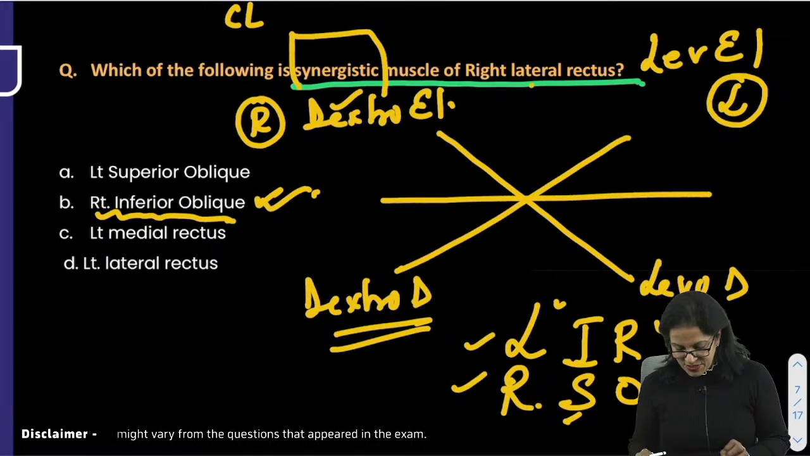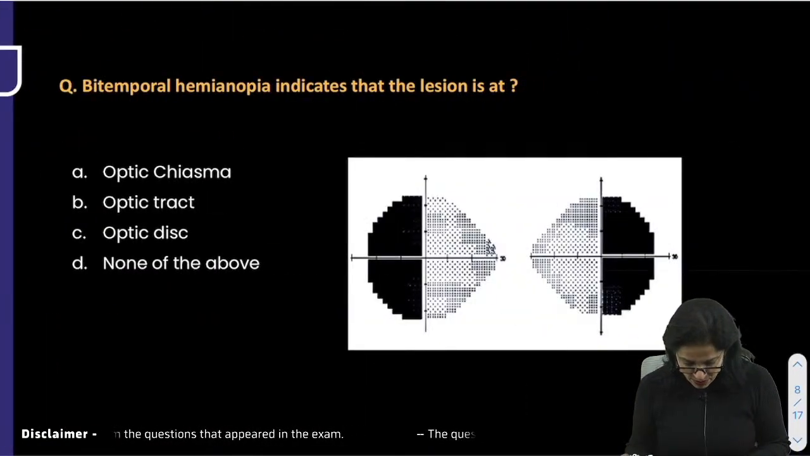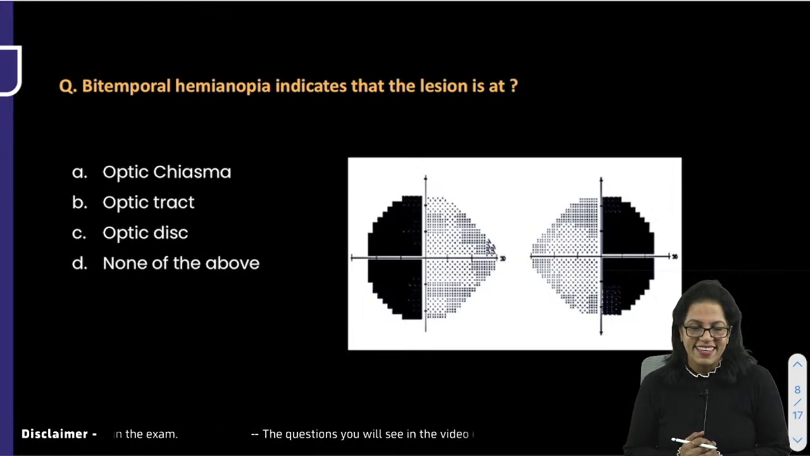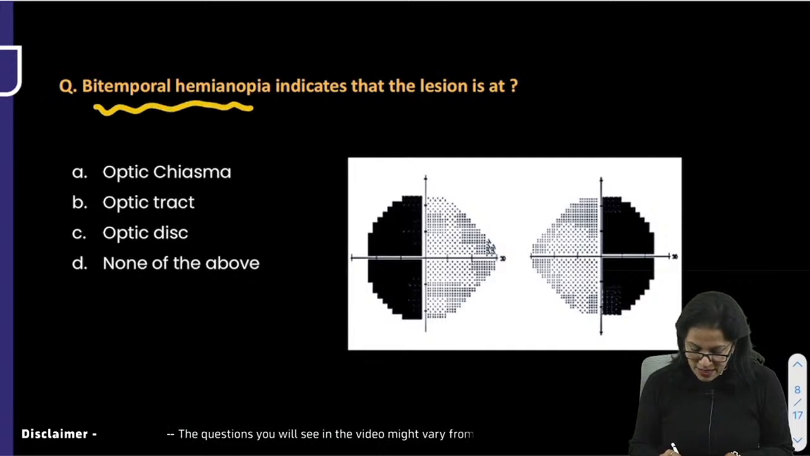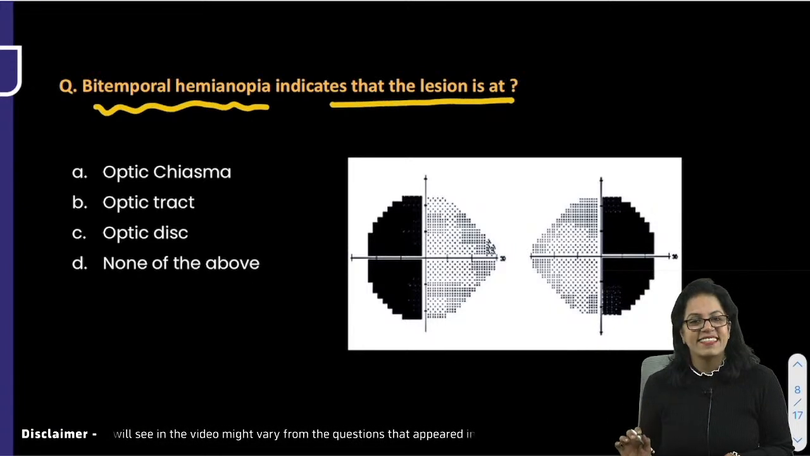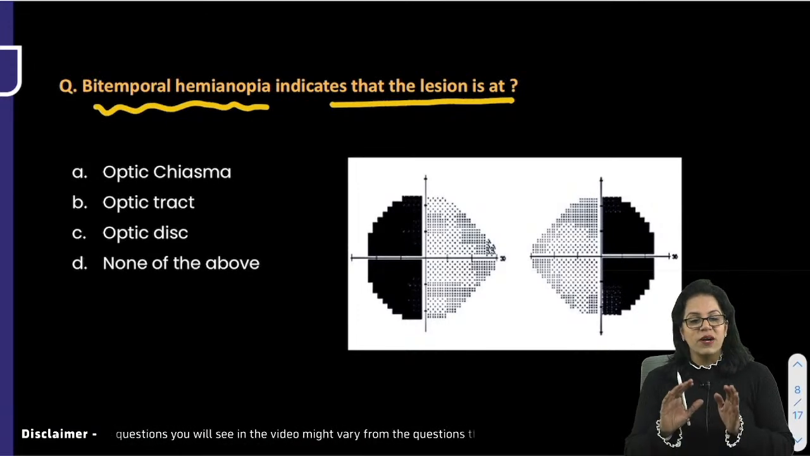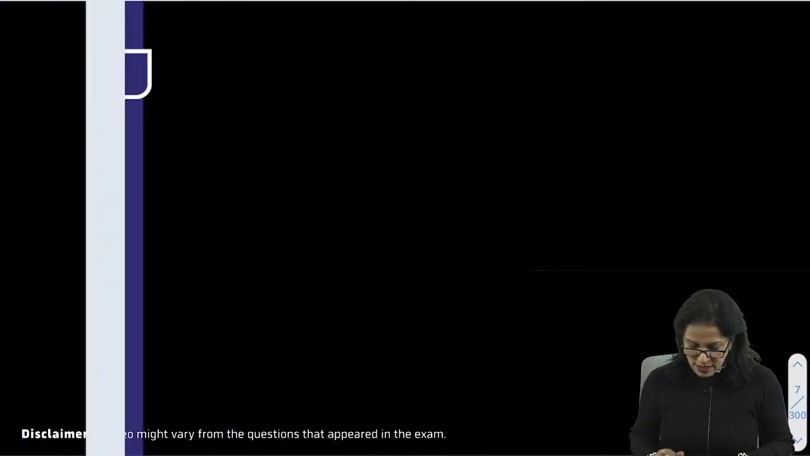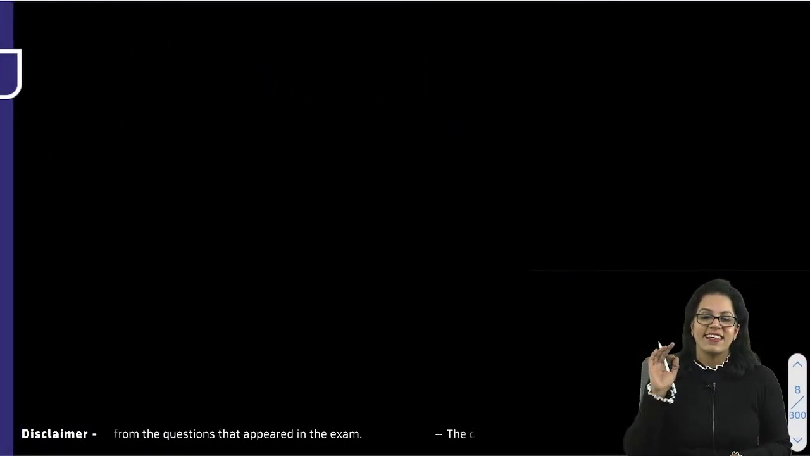Okay? Come to the next question now, all of you. Very interesting, this one. Very simple question. They are asking you: bitemporal hemianopia indicates that the lesion is at. Whenever we talk about this, it needs a quick mention of the visual pathway and the lesions. A little bit quick, not too much in detail, but yes, basic.